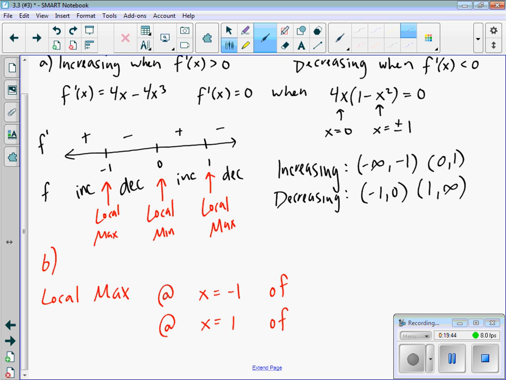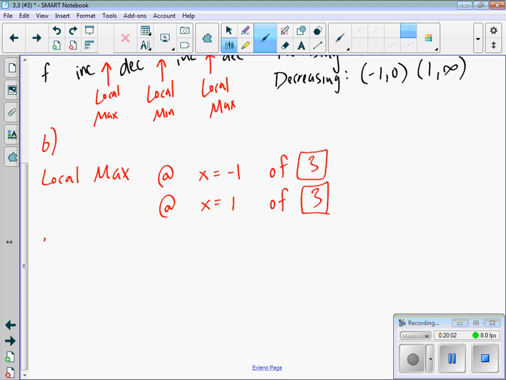So what do we get when we plug 1 in? 3 sounds good. And what do we get when we plug negative 1 in? Same thing, right? Because isn't it all even? Okay, so those are your local max values. Same idea for local min.